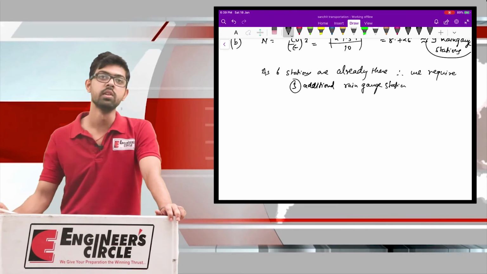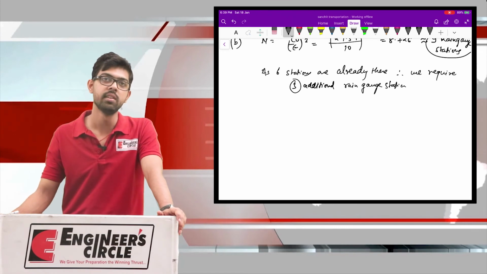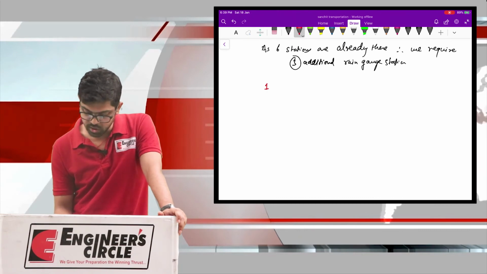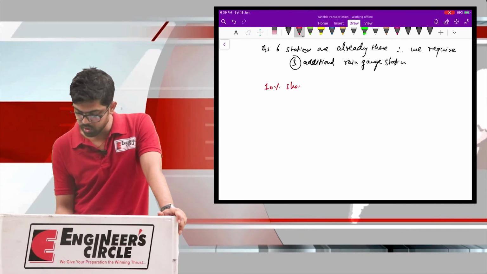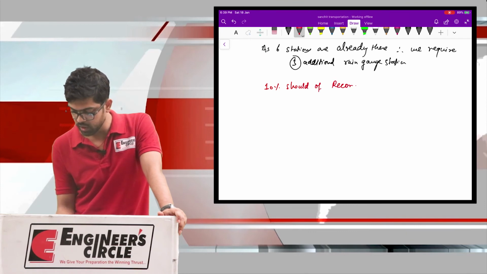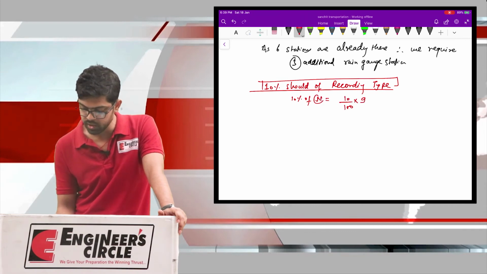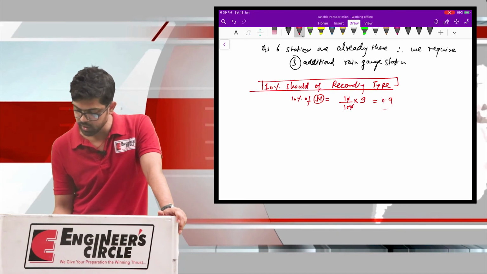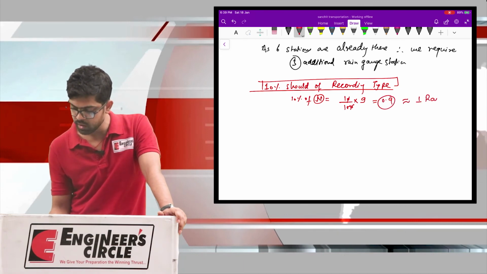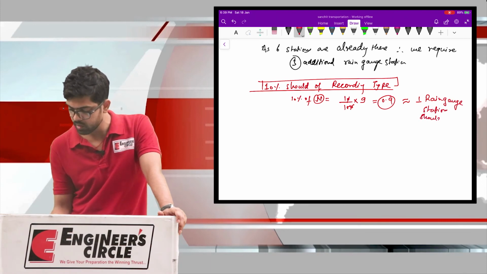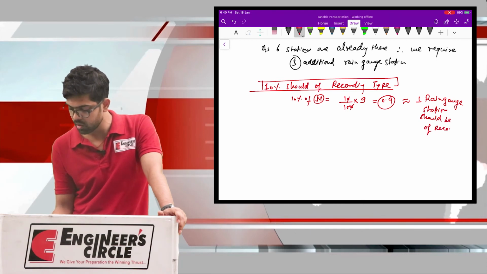Now also in our earlier discussion of the optimum number of rain gauge stations, we have discussed that out of the total number of rain gauge stations, 10% should be of recording type. So 10% of the optimum number of rain gauge stations, which is 9, gives 0.9. So 0.9 means approximately 1 rain gauge station should be of recording type.